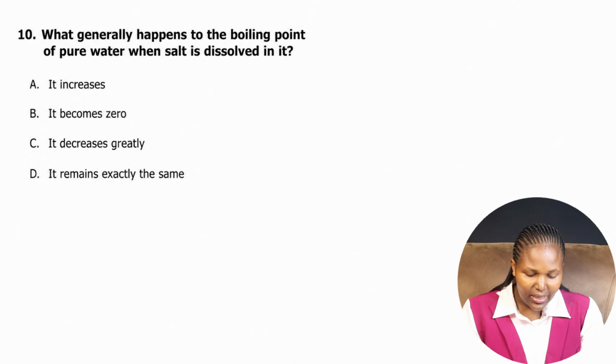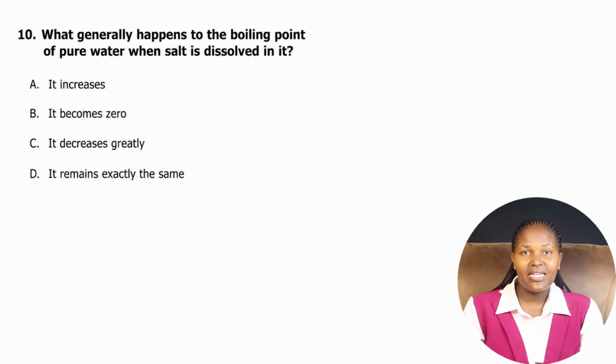Then now we go to question number 10. What generally happens to the boiling point of pure water when salt is dissolved in it? Number A, it increases. Number B, it becomes zero. Number C, it decreases greatly. And number D, it remains exactly the same.